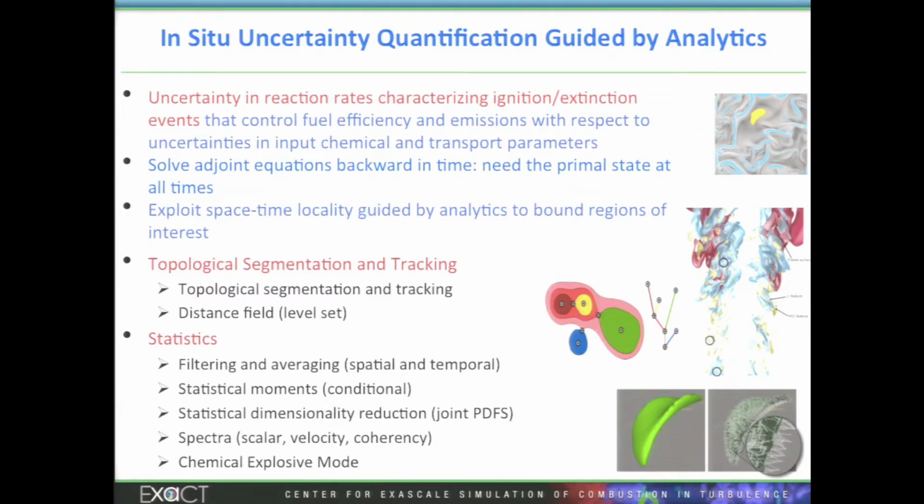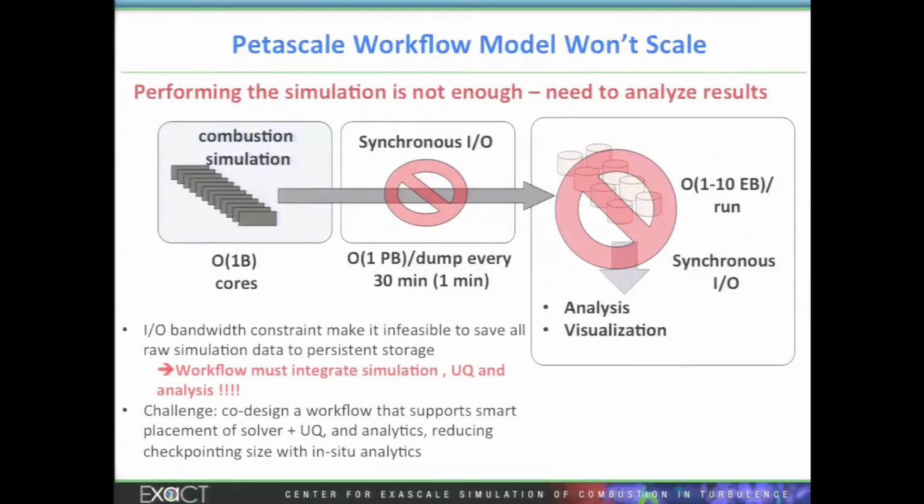We're also developing topological segmentation and tracking algorithms that will be done in situ, and these typically have graph-based algorithms quite different than PDE solve algorithms. Just to point out, the petascale workflow won't scale in the sense that the I/O bandwidth won't keep up with the computational throughput, and so the notion of computing, post-analyzing, reading your data back into a machine and analyzing further will fail at the exascale. And so a lot of the workflow has to be moved into the machine and done in situ.